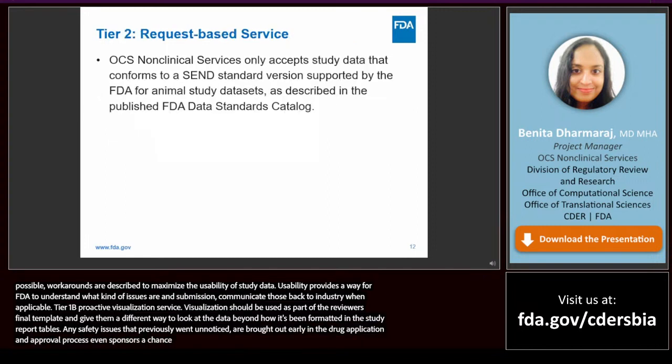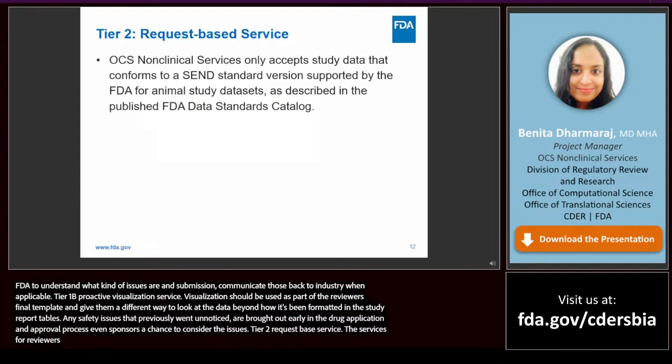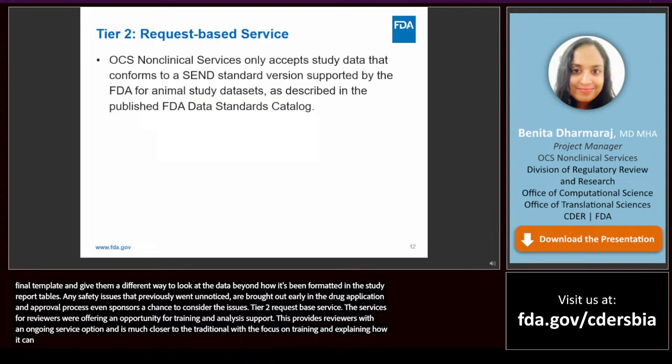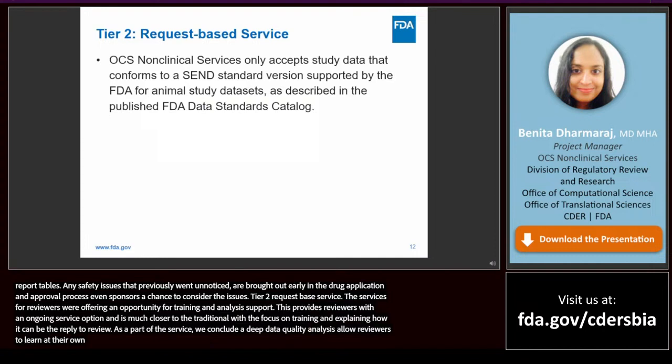Tier 2, Request-Based Service. This service is for reviewers and generates a deeper evaluation of data while offering opportunities for training and analysis support. This provides reviewers with an on-request service option that is much closer to the traditional model of KickStart, with a focus on training and explaining how SEND can be applied to review. As part of this service, we include a deep data quality analysis, allow reviewers to learn at their own pace, and act as a refresher for reviewers who have received training in the past.